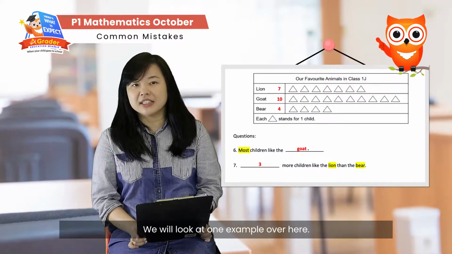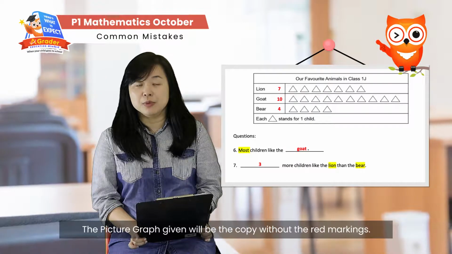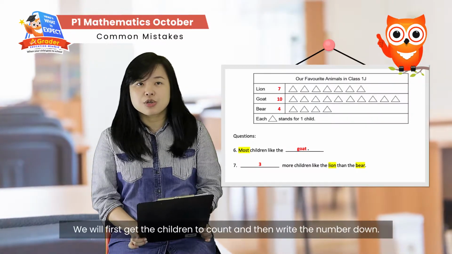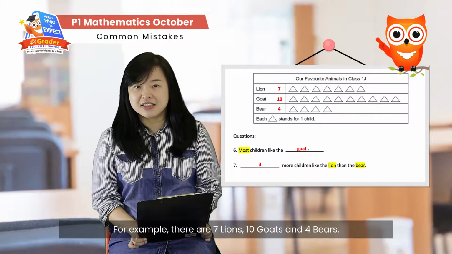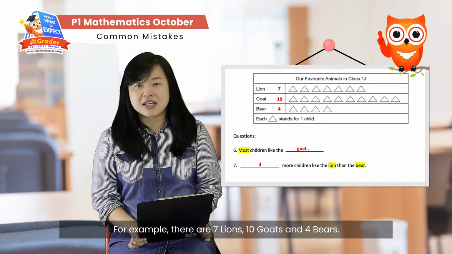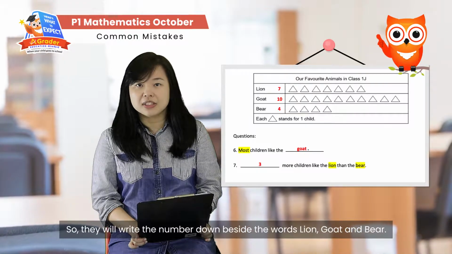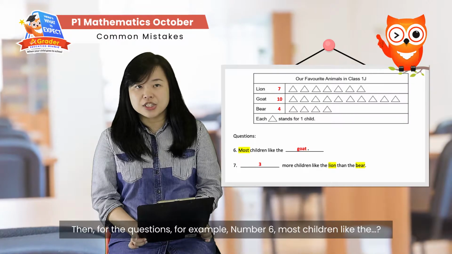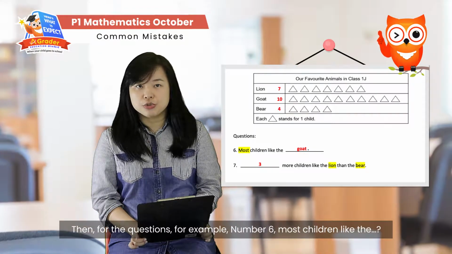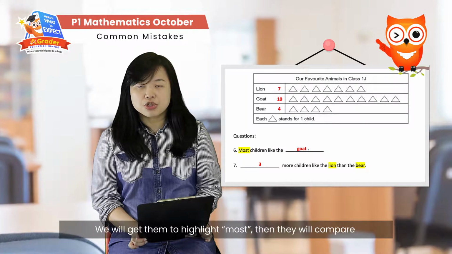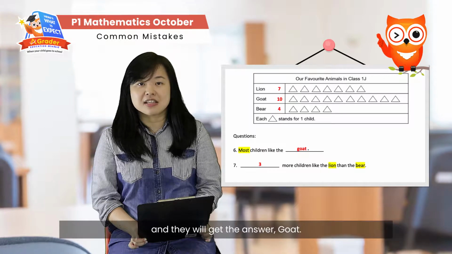So we will look at one example over here. The picture graph given will be without the one in the red markings. So we get children to count first and write down, for example, there are 7 lions, 10 goats, and 4 bears. So they write it down beside the words lion, goat, and bear. Then for their question, like for example number 6, if they ask which do most children like, we will get them to highlight most, then they will compare and they will get the answer goat.